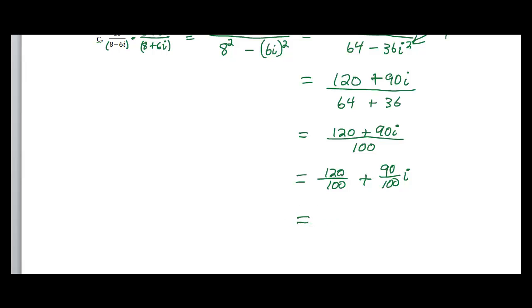120 and 100 have a common factor of 20. All right, 20 goes into 120 6 times, and it goes into 100 5 times. And 90 and 100 have a common factor of 10. That'll give us 9 over 10 i. And so this is my answer in our most simplified form.